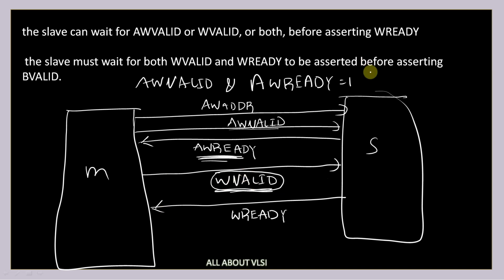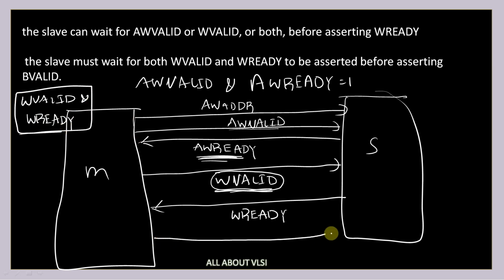Only after your W valid and W ready become 1, then only the slave is allowed to make this B valid 1. Until your W valid and W ready are equal to 1, your slave is not allowed to make this B valid 1. After W valid and W ready become 1, your slave can assert your B valid to 1.